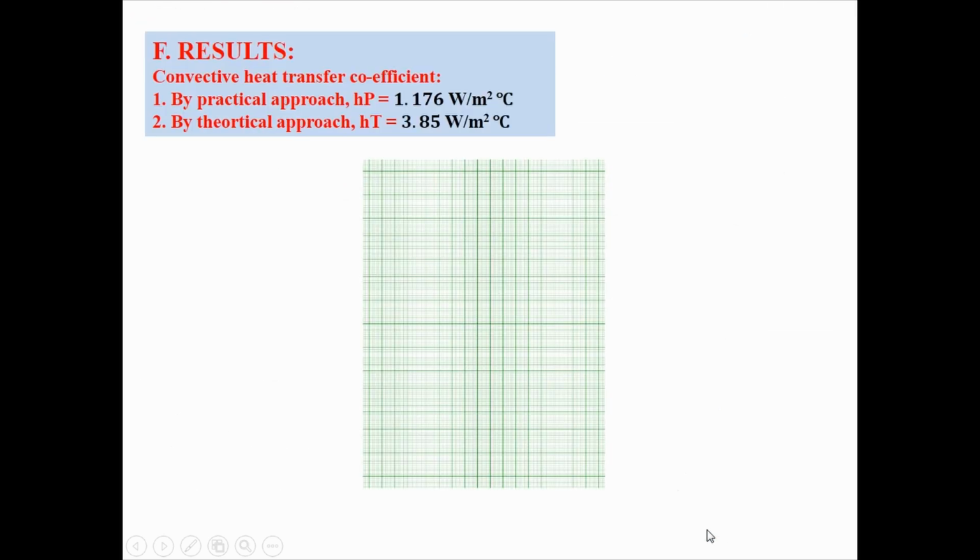At the end, you have to write the results. The results are: the convective heat transfer coefficient by the practical approach is 1.176 watt per meter square degree Celsius. By the theoretical approach, it is 3.85 watt per meter square degree Celsius.